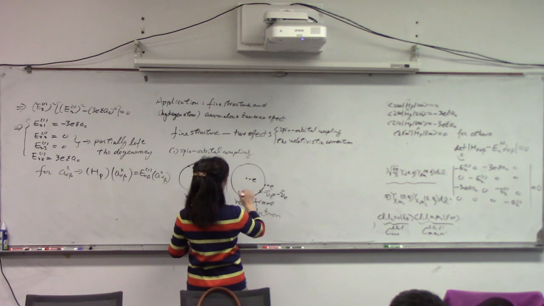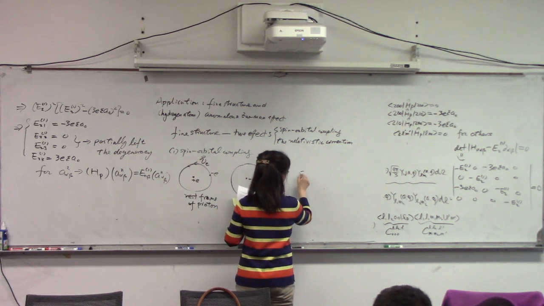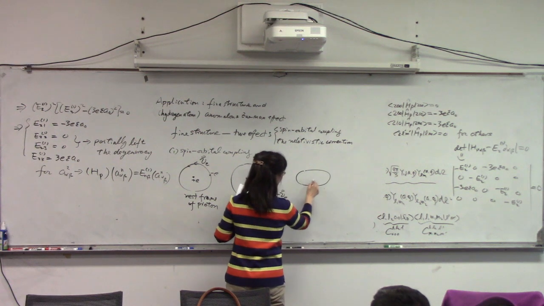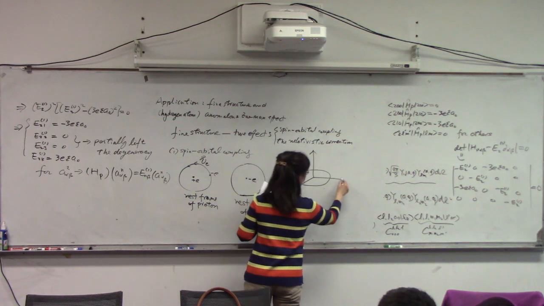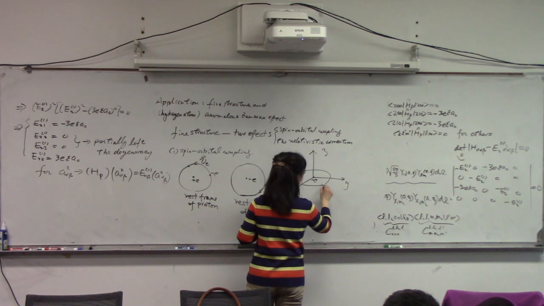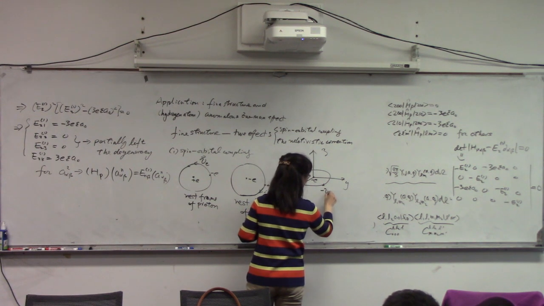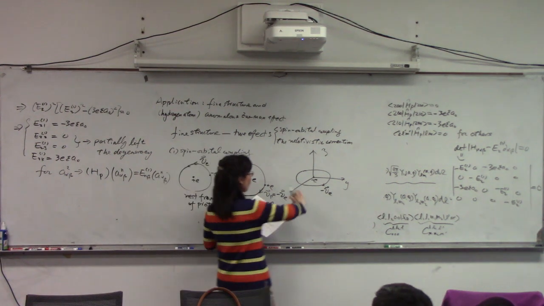This is a top view, so let's use X, Y, Z. So here, this is an electron. Then what we found is the proton moves along this in the opposite direction of the electron. So then the current is like this, right?